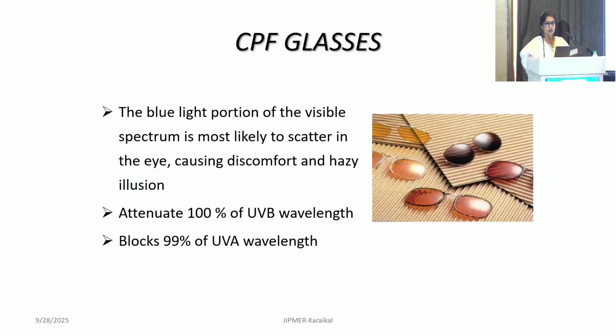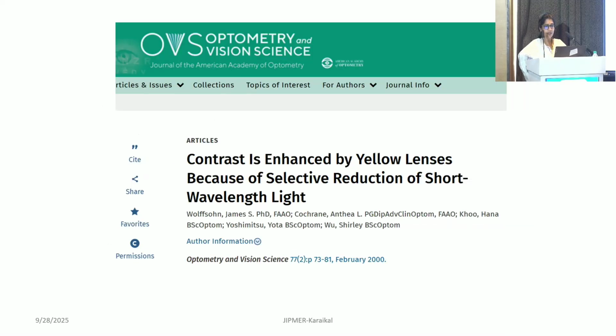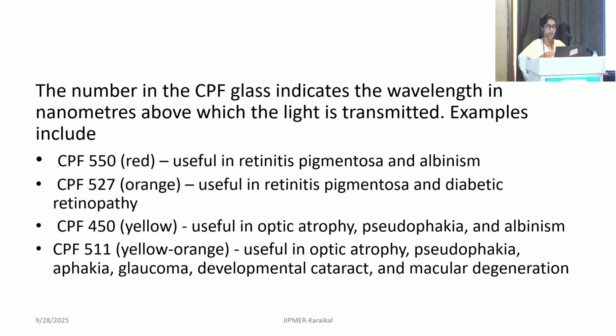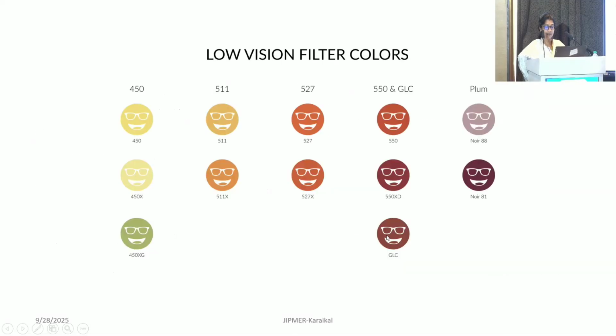Coming to these photochromatic filter glasses, there are different colors. As we know, in IOLs also what we are using are yellow lenses. They have a selective reduction of the short wavelength light, that is the blue light and the ultraviolet light, which will be helpful. These are the different filter levels, and the conditions in which they can be used have also been described. They have different colors like this. Whichever is suitable can be adopted. So how to use?